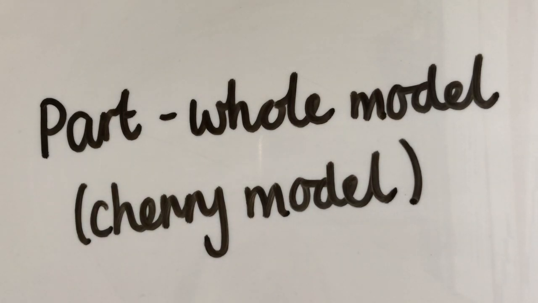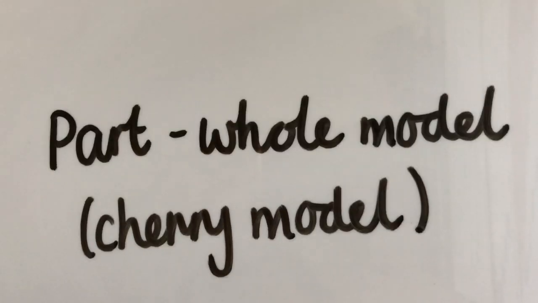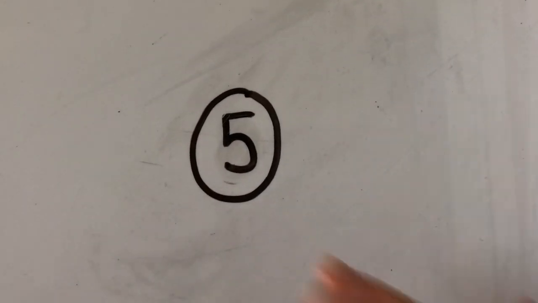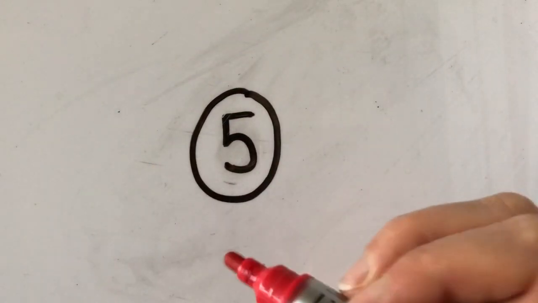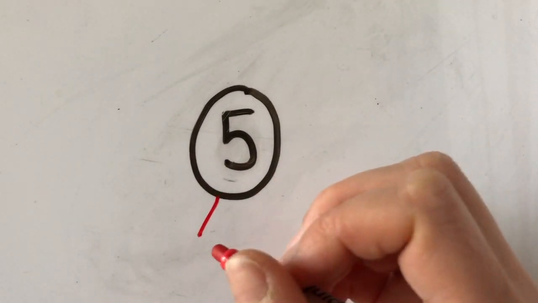Okay, we're going to talk about the part whole model or the cherry model. You'll hear this referred to by both of those names at school. Simply, the cherry model, the part whole model, is when you take a number, which is your whole, and you're regrouping it into its parts.